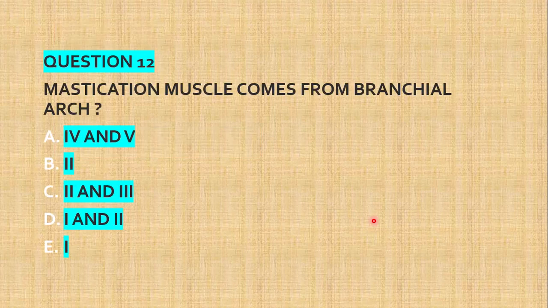Question 12. Mastication muscle comes from branchial arc. You can replace branchial arc with pharyngeal arc. That sounds better. Option A, cranial nerve 4 and 5. Option B, cranial nerve 2. Option C, cranial nerve 2 and 3. Option D, cranial nerve 1 and 2. Option E, cranial nerve 1.